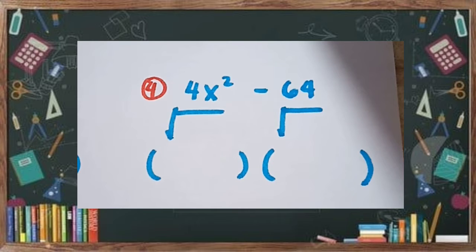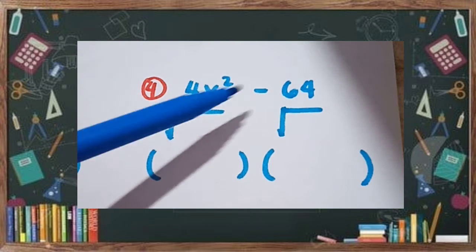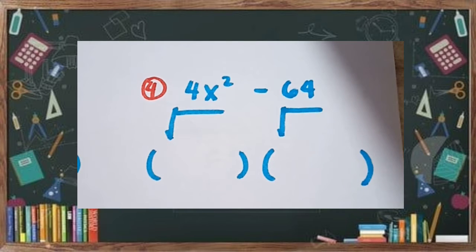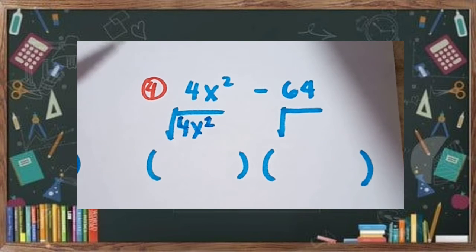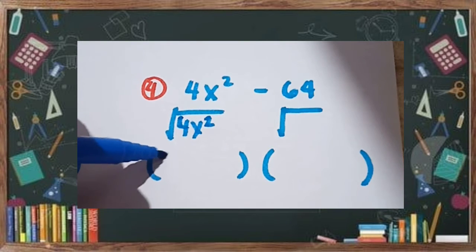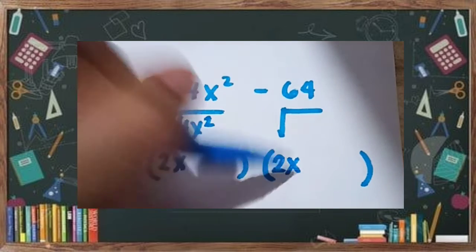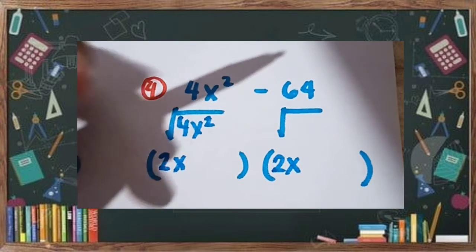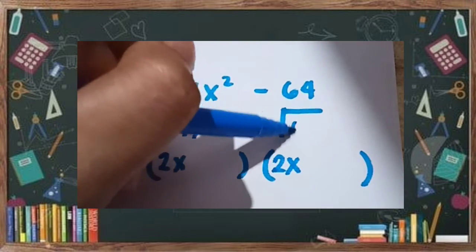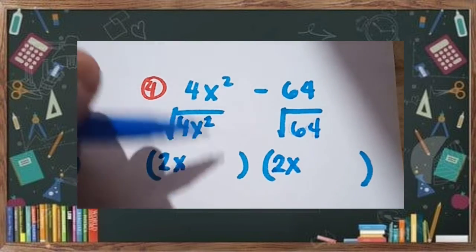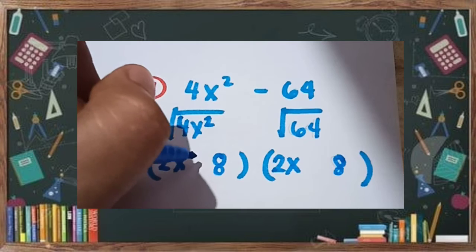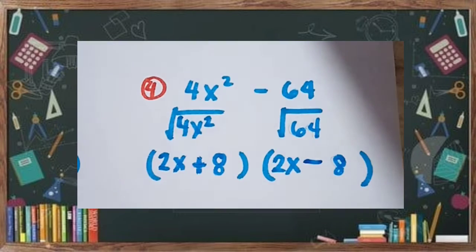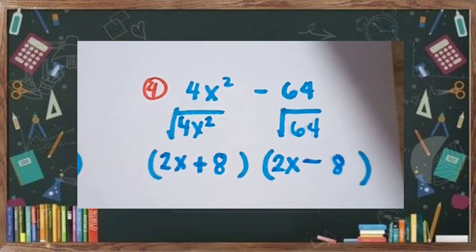Okay, so let's have another example. 4x squared minus 64. So, we need first to get the square root of 4x squared. So, the square root of 4x squared is equal to 2x. Then, we need to get the square root of 64. So, the square root of 64 is 8. Then, let's have the sum and the difference. Okay? So, therefore, ang factors ay 2x plus 8 and 2x minus 8.